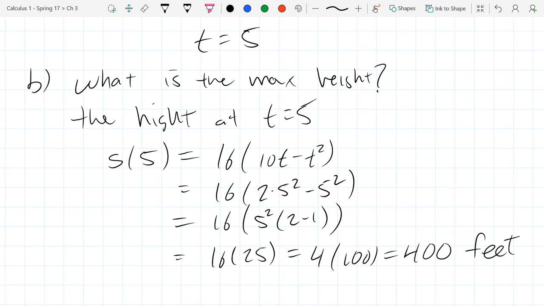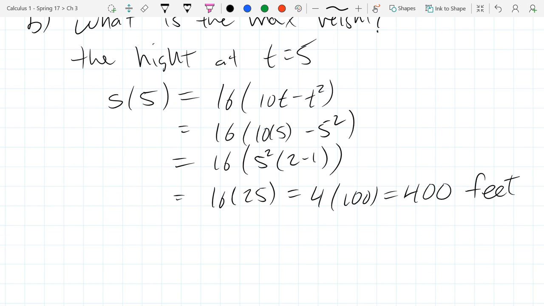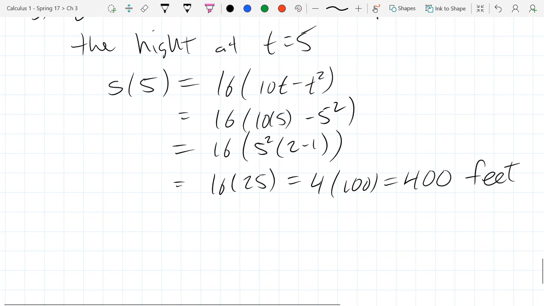So you'll probably notice I'm bad at arithmetic, so I overuse algebra to avoid doing extra arithmetic. Oh, that's a good question. So I could have written 10 times 5, but I saw already that 10 is 2 times 5, and I was going to factor out a 5 squared. So I just went ahead and basically did that already. You can do the same thing right there. You still see that 2 times 5 is 10. All right, so we got 400 feet.